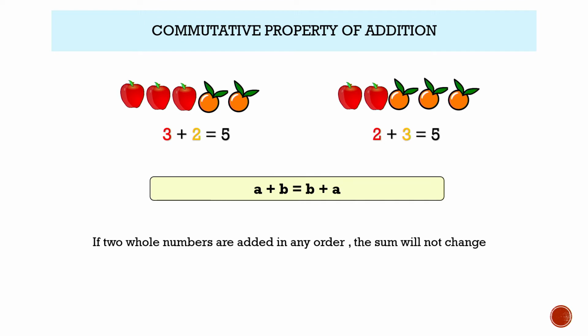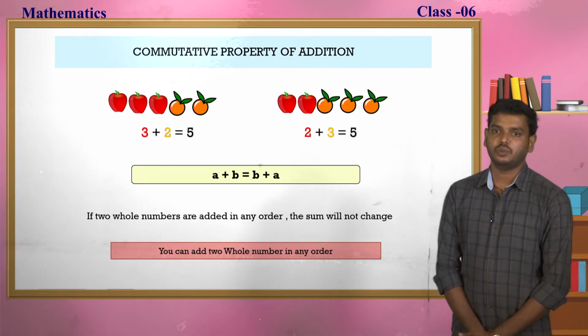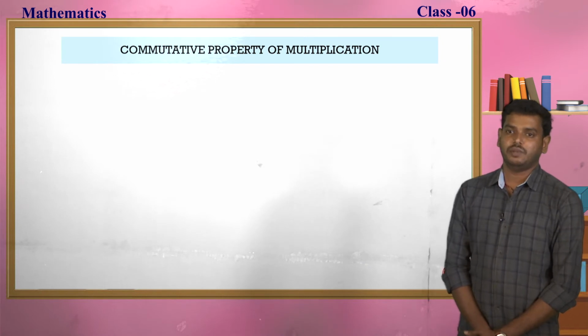See here, 3 plus 2, 2 plus 3, which gives you the same sum. Hence, I can also write the commutative property of addition in this manner, that is A plus B is equal to B plus A. That is nothing but you can add two whole numbers in any order. I hope you have understood. Next, we will move to commutative property of multiplication.